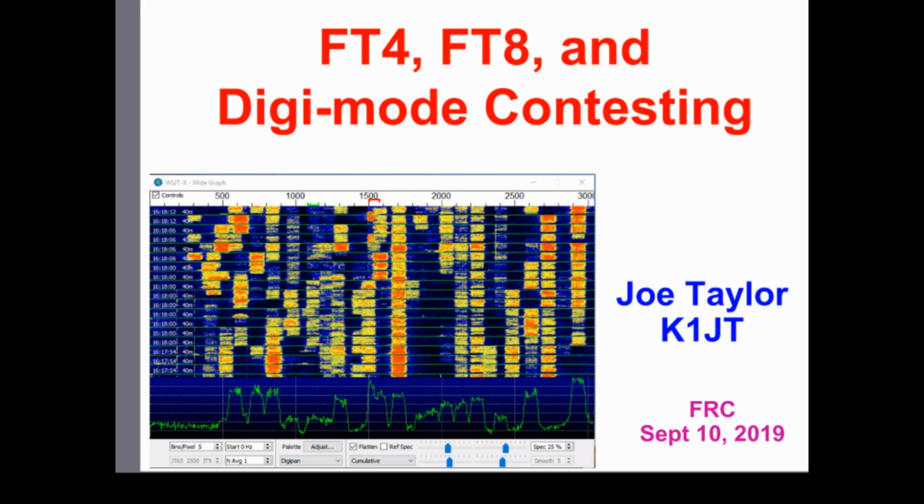So I want to go over with you a little bit about the history of these weak signal modes and how they work. But I'm going to concentrate primarily on the ones that might be interesting for HF contesting. That's FT4 and FT8. So I'll talk about their good features and so forth. Specifically, I want to talk a little bit about the whole idea of contesting with Digi-modes, because it isn't what most of you have done.